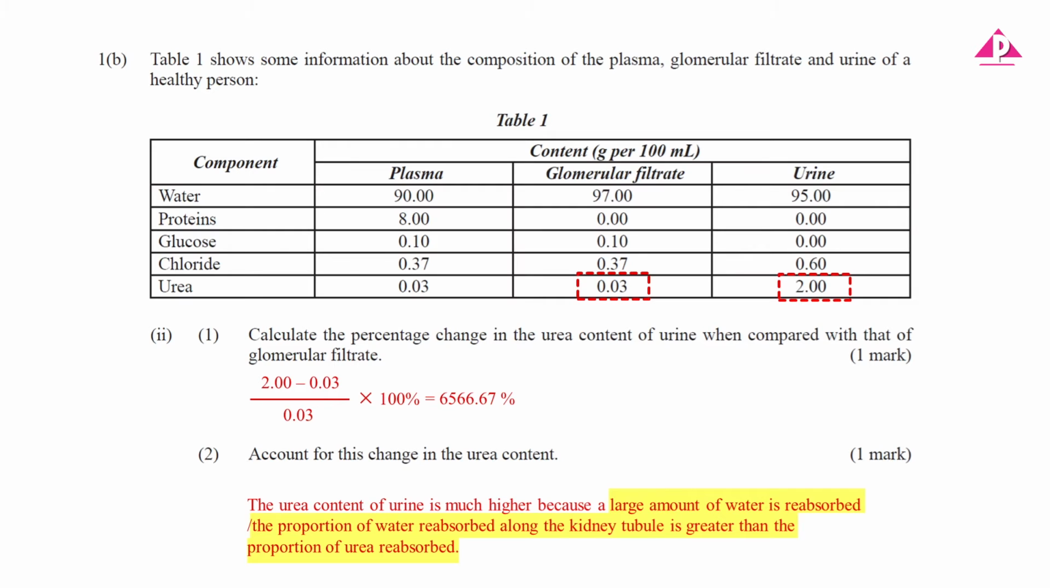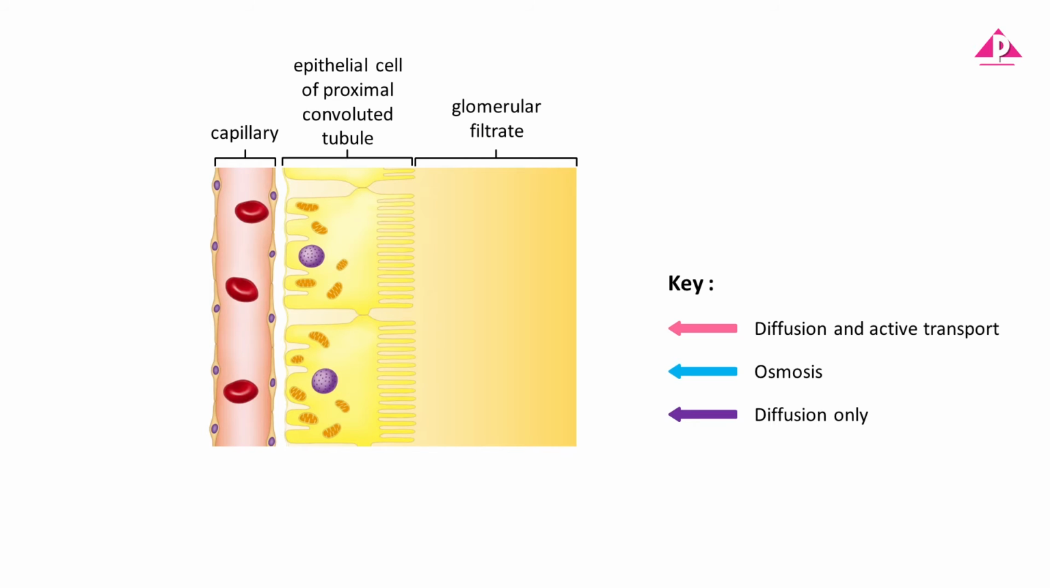Let's have a quick revision on the reabsorption process in the kidney tubule. Reabsorption mainly occurs in the first coiled tubule. All glucose and amino acids, as well as most salt, are reabsorbed by diffusion and active transport. As many solute molecules in the filtrate are reabsorbed back into the blood, the water potential of the filtrate becomes higher than that of the blood.